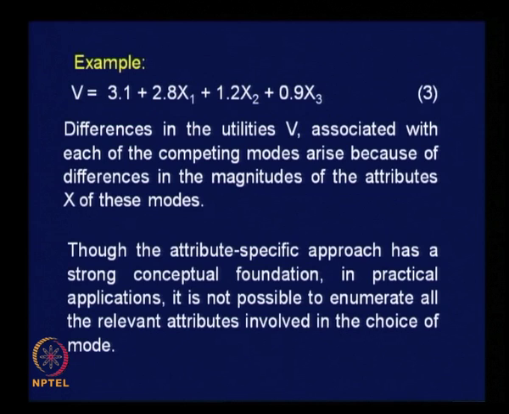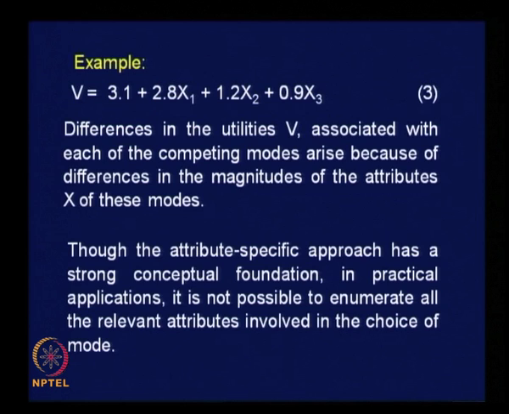There could be an unaccounted part of utility associated with each of the alternative modes, and that unaccounted part may make a significant difference in the total utility of the alternatives, based on which we normally make choices. In this equation, where is the unaccounted part indicated? Is there any indication about the unaccounted part?